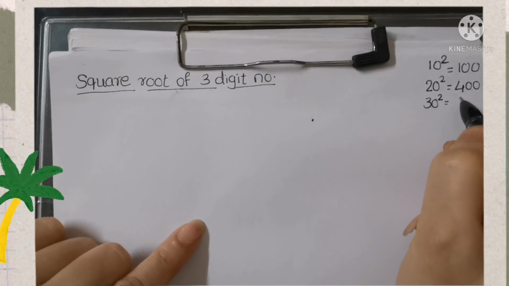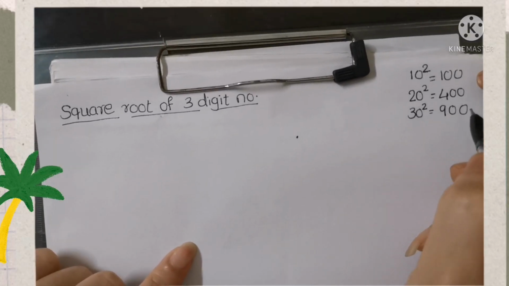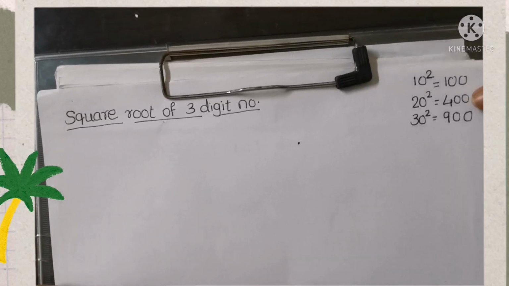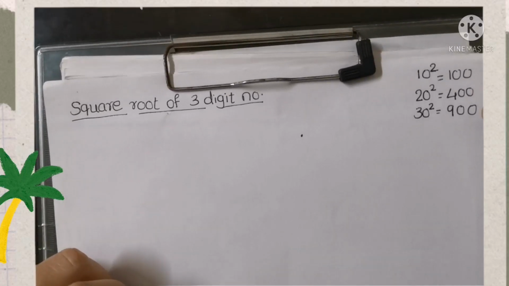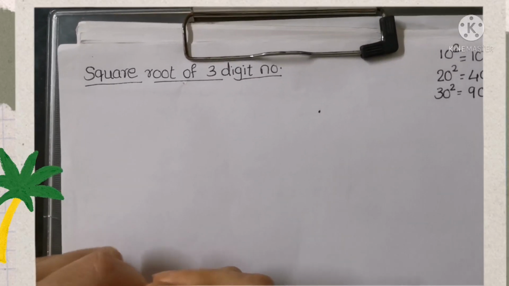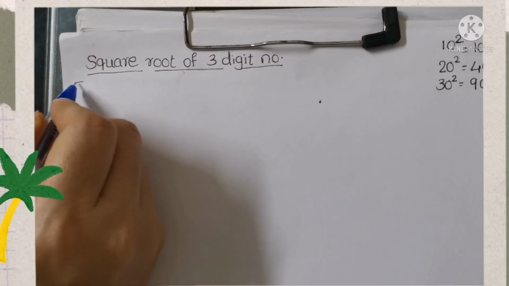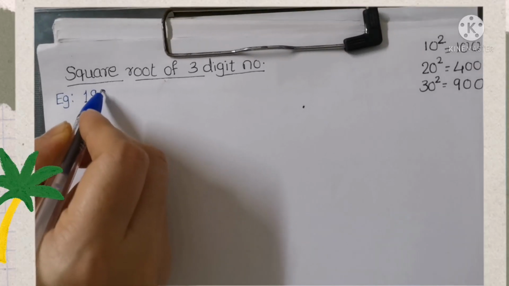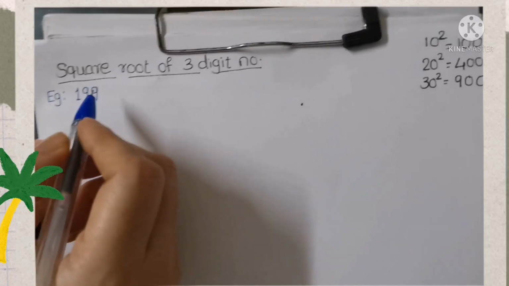So now let's start with the trick. Before starting, I'll give you a tip that we will not find the square of 40, because it's 1600, which is a 4-digit number. I'll start the trick by taking an example. Our first example would be square root of 196.